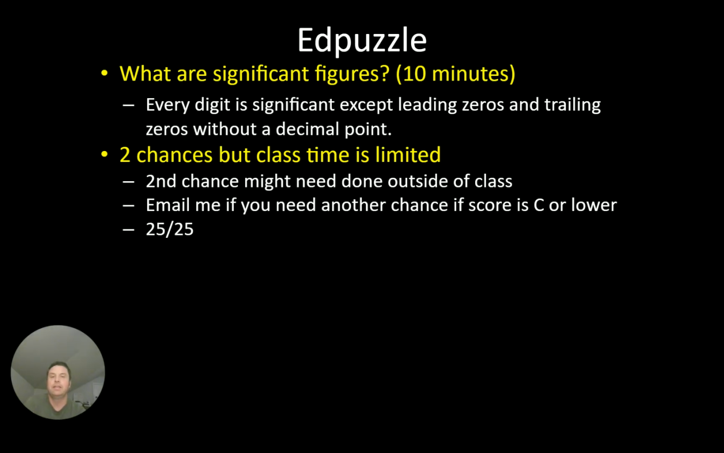And then for third chances, let's just say after the second chance you're still sitting at a 90. You shouldn't email me to get a third chance. What I'm saying is if it's below a C or even a C, I know some of you get upset with C's, then ask for a third chance.